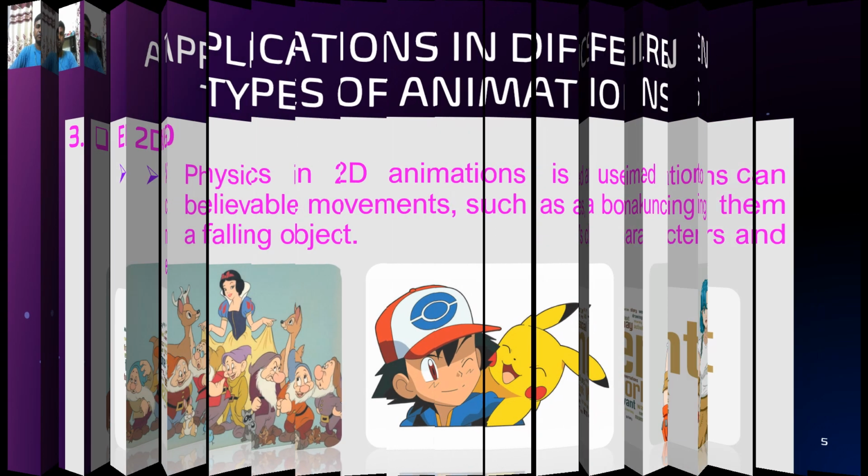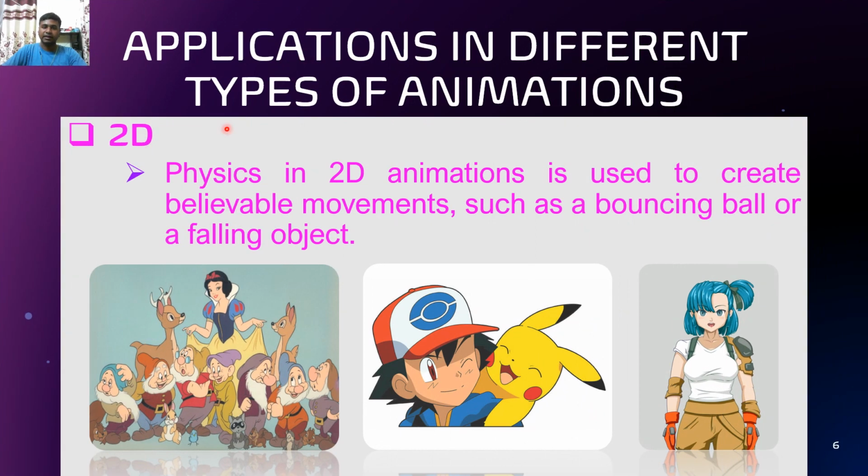Now, the applications in different types of animations. There are basically three types, like 2D, 3D, and stop motion. So let us begin with the 2D. Physics in 2D animation is used to create believable movements such as a bouncing ball or a falling object. There are many 2D animations, as you can see in the examples.